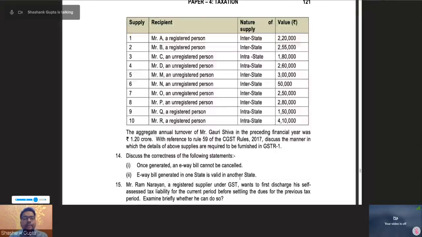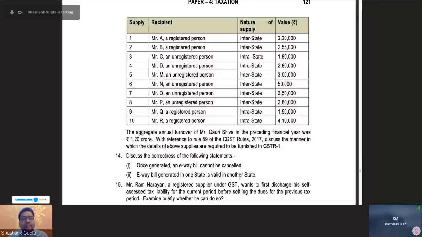So let us see. First supply is to Mr. A, a registered person. And if a supply is to a registered person, then we need not see any other thing. It will be an invoice-wise detail. Mr. B, a registered person, again invoice-wise detail. Mr. C, an unregistered person but within the state, consolidated detail. Mr. D, an unregistered person within the state, intrastate, consolidated details.